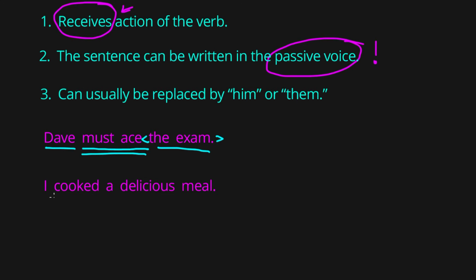So here, cooked is our verb. We ask ourselves, who cooked? I cooked. That is our subject. And what did you cook? What is receiving the action of the verb here? A delicious meal. Yes, it is.